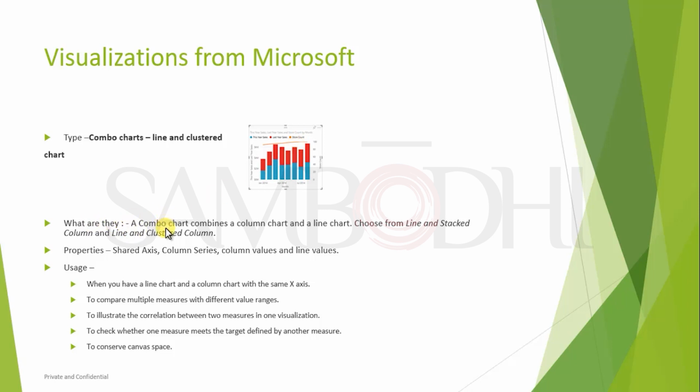What are these charts? Technically, a combo chart combines a column chart and a line chart. Choose from the line and stacked column, and the line and clustered column. So this is what everything is about.